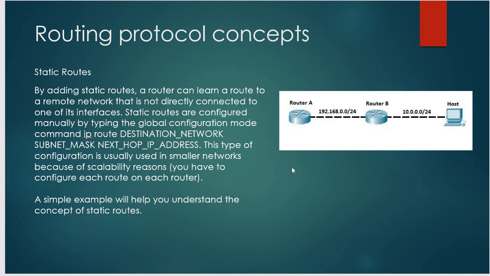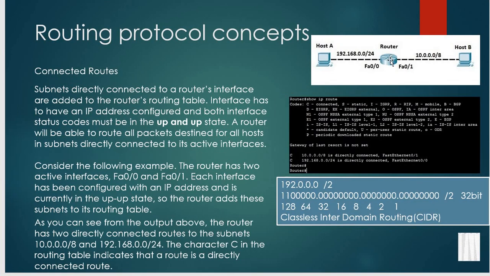You have to configure each route of each router. Simple examples will help you understand the concept of these routes. So we have two routers connected together. In the previous example, in the connected routes, we had only one intermediate router. These two routers are interconnected because of what?